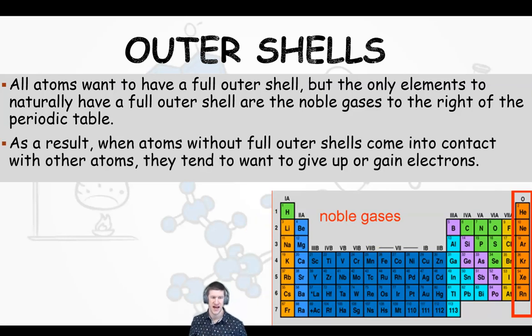As a result, when an atom without a full outer shell comes into contact with another atom, it generally wants to either give up or gain electrons. So it's like these two different carriages of the ride running into each other, and one has like 3 people hanging off the side because there are not enough seats, and the other one is missing 3 seats. So it makes sense that the people will jump off and join the cart with the 3 available seats.